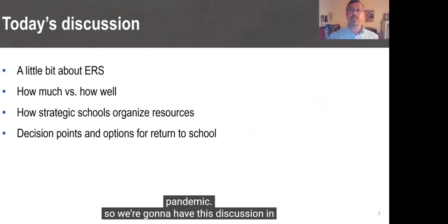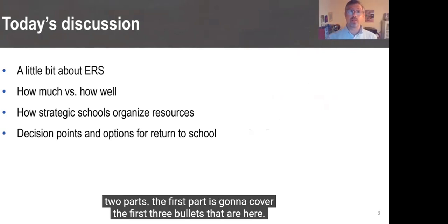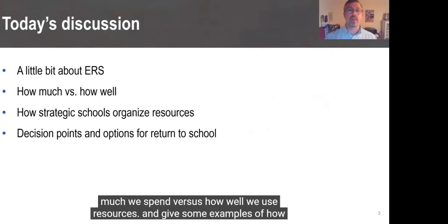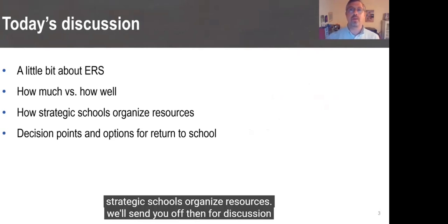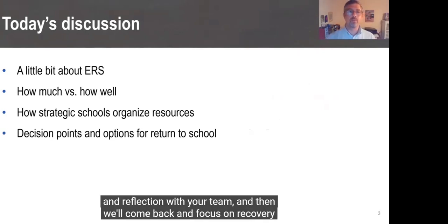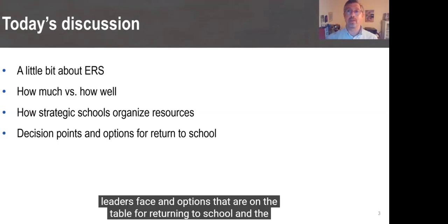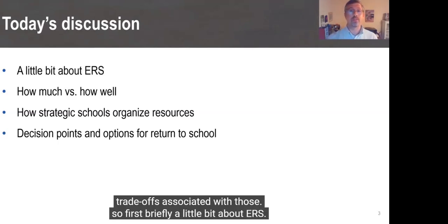So we're going to have this discussion in two parts. The first part is going to cover the first three bullets that are here. I'll tell you a little bit about ERS, and we'll talk about this question of how much we spend versus how well we use resources, and give some examples of how strategic schools organize resources. We'll send you off then for discussion and reflection with your team. And then we'll come back and focus on recovery and school reentry in the pandemic, and specifically decision points that leaders face and options that are on the table for returning to school, the trade-offs associated with those.